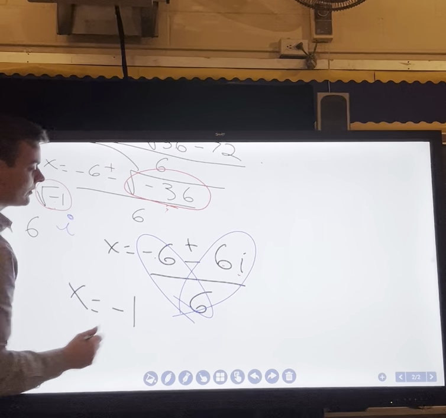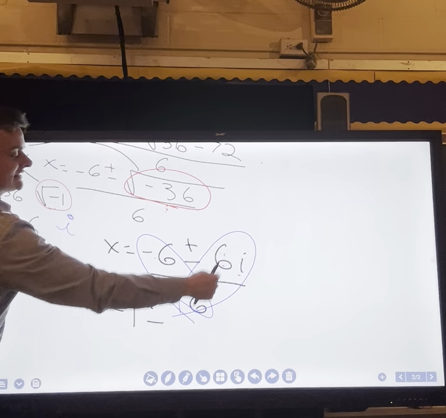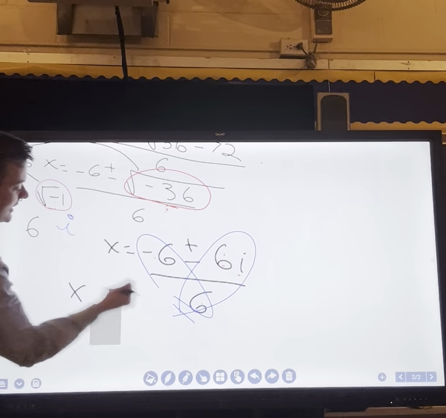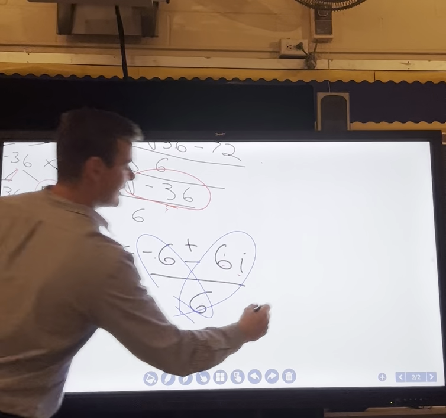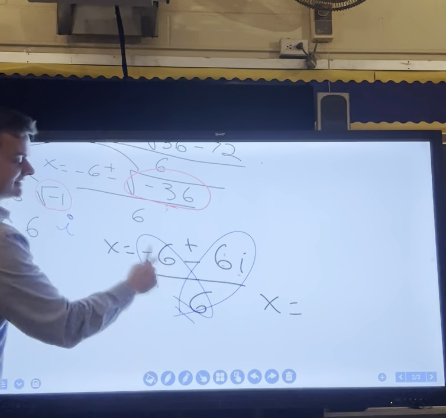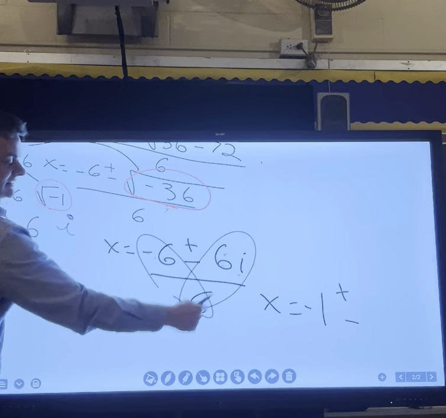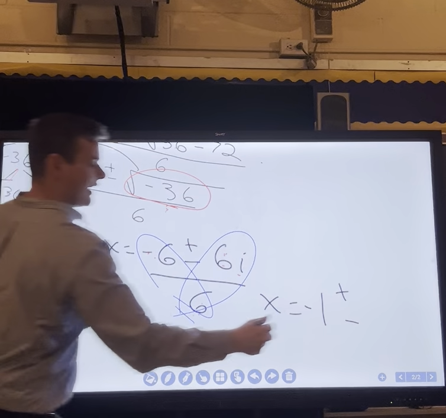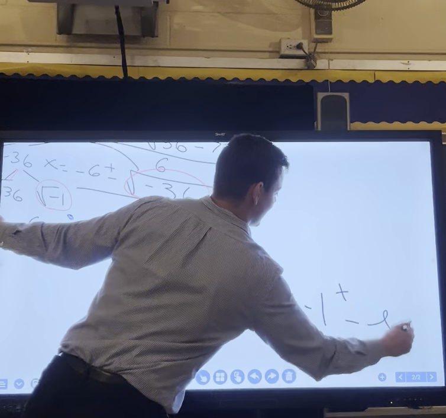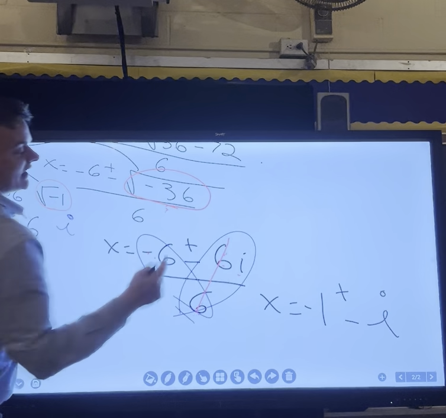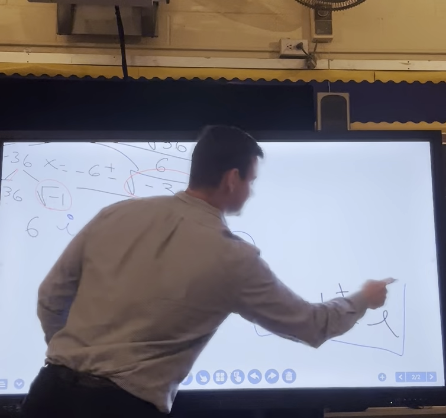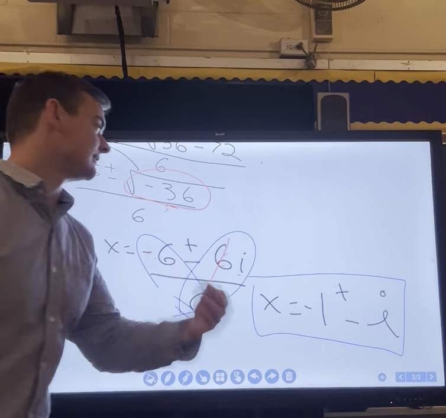X equals negative 1 plus or minus 6 divided by 6, that's 1 again. Let me rewrite that. Let me do this one more time. X equals negative 6 divided by 6, that's negative 1, plus or minus 6 divided by 6, that's 1. I don't even have to put it. I'm left with just the i. And my answer is negative 1 plus or minus i.